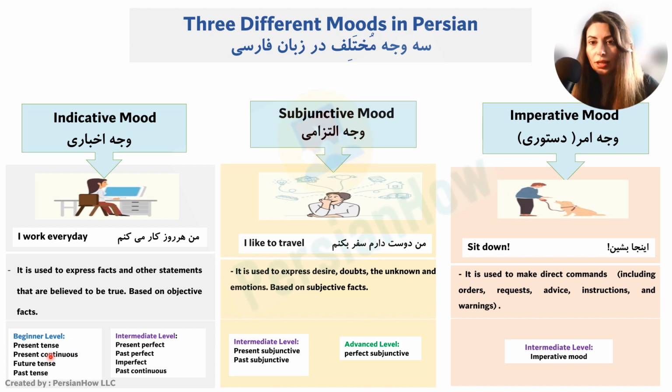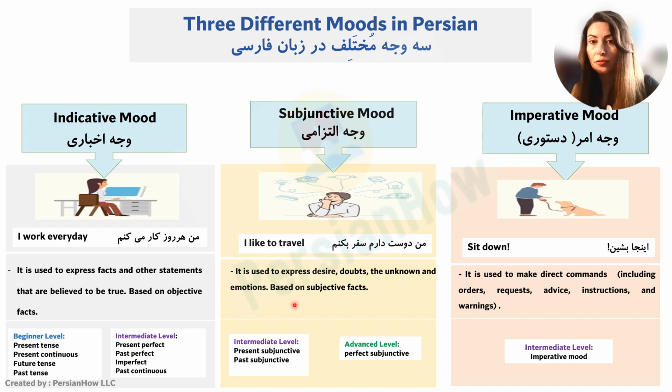So every time you see a verb that has a tense, or it needs to have a tense, then the mood is indicative mood. And here are the tenses in Farsi. We have learned these tenses in the beginner level, and we are going to learn these tenses in the intermediate level. Then we have the subjunctive mood. Subjunctive mood is called وجه التزامی. In Farsi it is a very important mood, and I will cover this in the next lesson. So when do we use subjunctive? It is used to express desire, doubt, unknown emotion based on subjective facts.